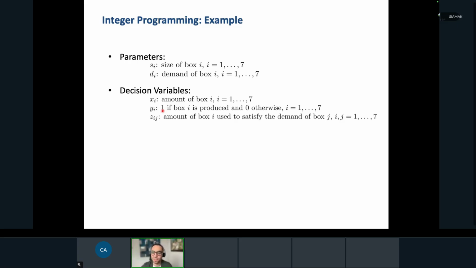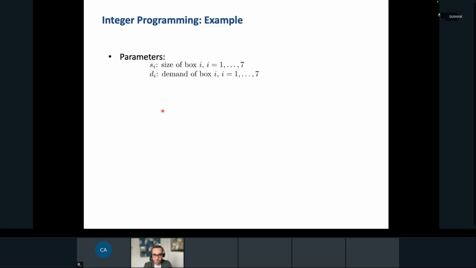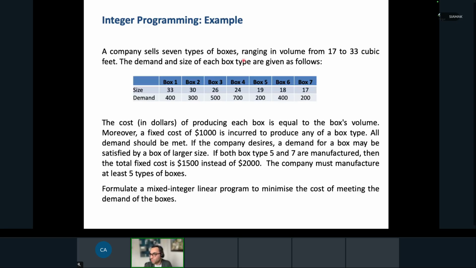Yes, we need. If you're allowed to satisfy the demand of a box by a larger box, we have to answer at the end of the day, for satisfying the demand of a specific box, are we going to use itself to satisfy it, or one larger one, another larger one? So if you're talking about box 4, we can satisfy its demand by 3, 2, and 1.